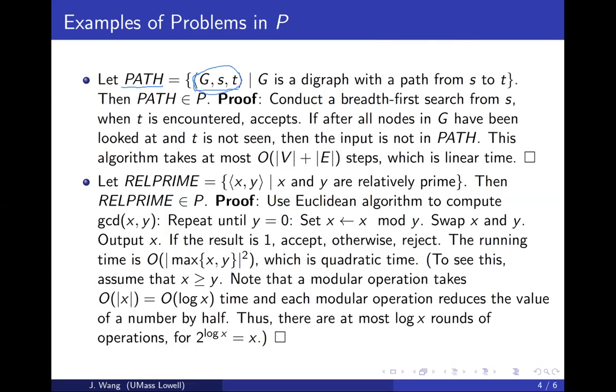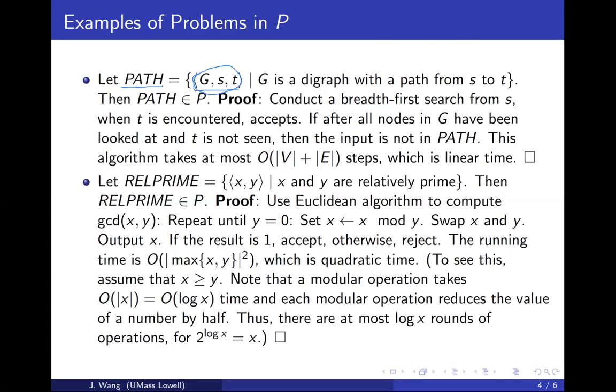So in other words, an instance here is that you have a graph, a designated node as the start node S, and a designated node as the target node T. G is a directed graph, and this 3-tuple belongs to PATH if there is a path on G from S to T. We want to show that this problem is in P.